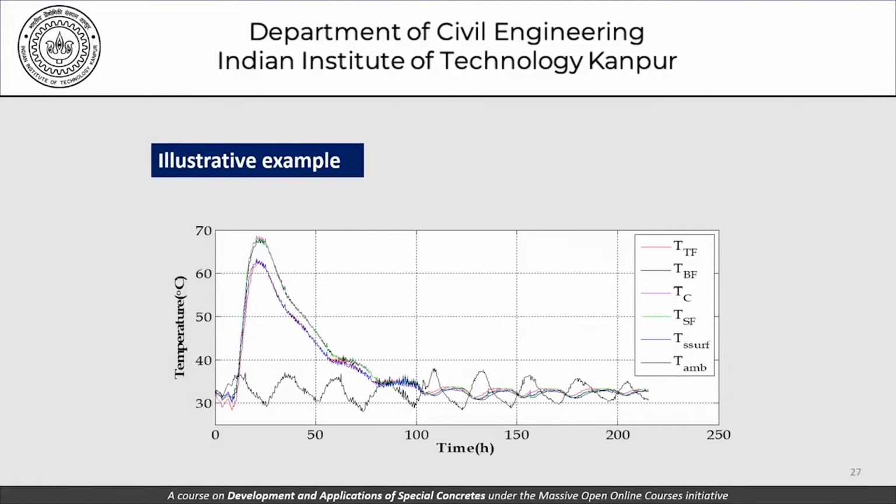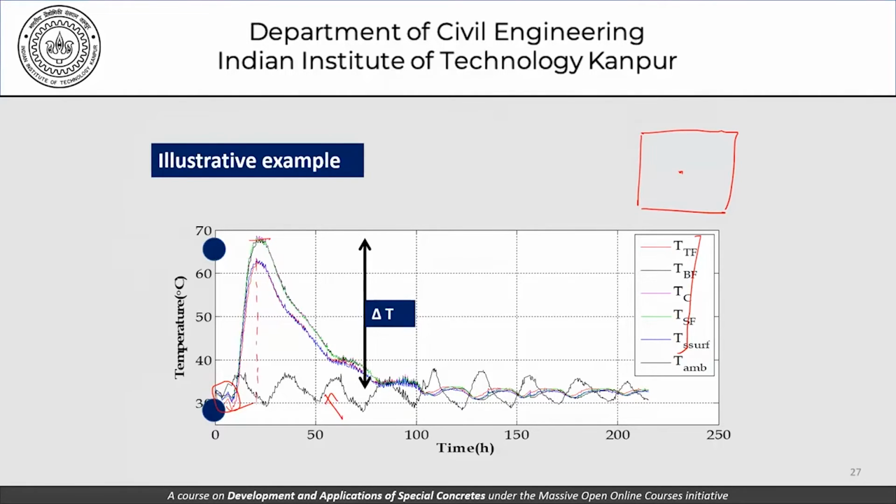Here are some actual values, the temperatures which have been recorded at different parts of a concrete block cast in the lab: the core, the surface, the bottom, and so on. So it started here. This is the ambient temperature, and it went all the way up to 67, 68 degrees centigrade. So if we have this point here and this point here, this is my delta T. This is the rise in temperature on account of hydration, and this peak occurred somewhere around 20 to 25 hours.